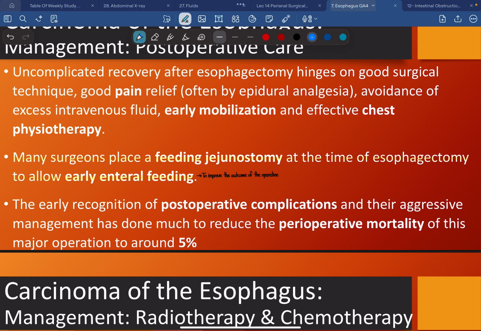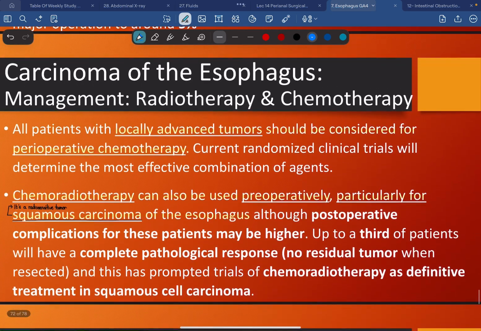Locally advanced tumors can be considered for pre-operative chemotherapy. We start chemotherapy before the operation, then we do the surgery, and after that we can complete the chemotherapy. Sometimes radiotherapy is also added to these patients, pre-op and post-op, especially in squamous cell carcinoma.